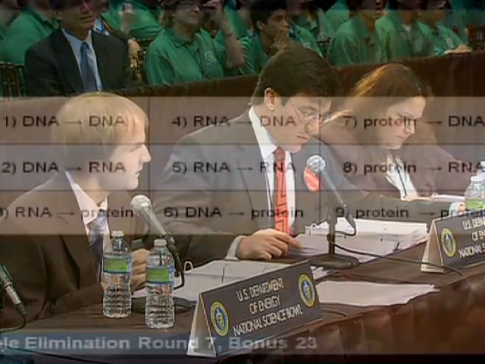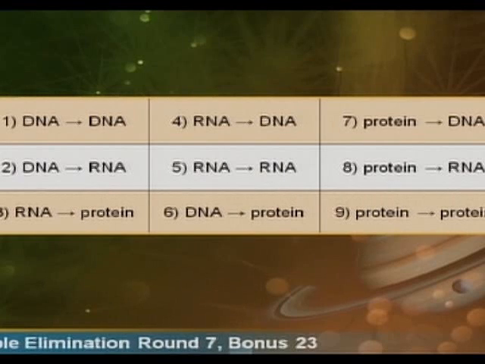This table lists the 9 different routes of informational transfer possible under the central dogma of molecular biology. By words or number, name all that most scientists would agree are not known to exist.